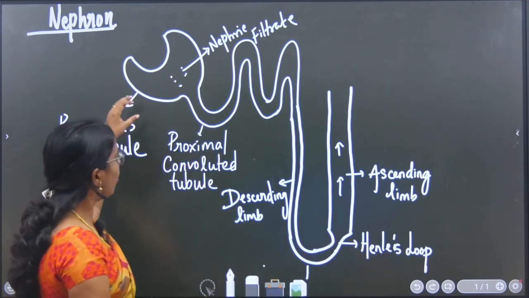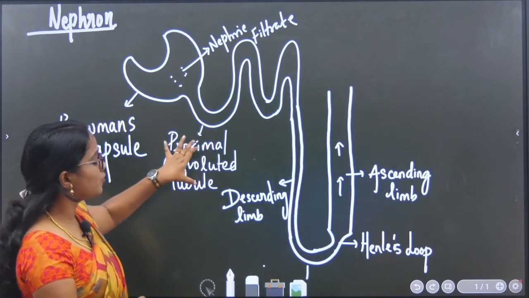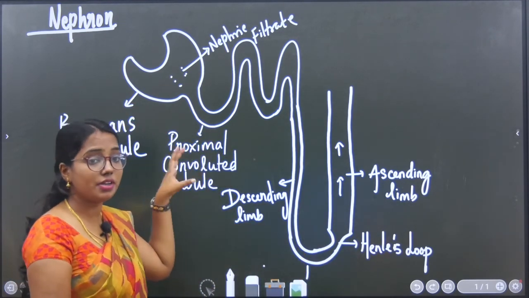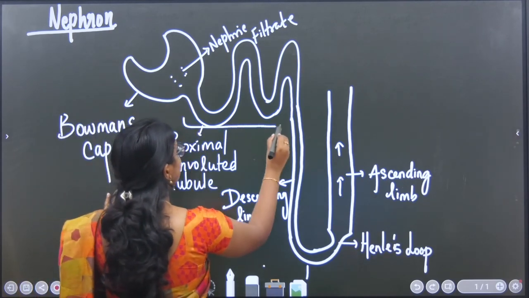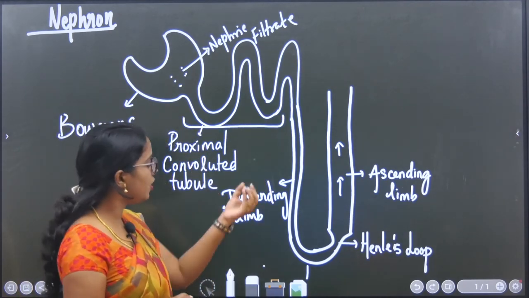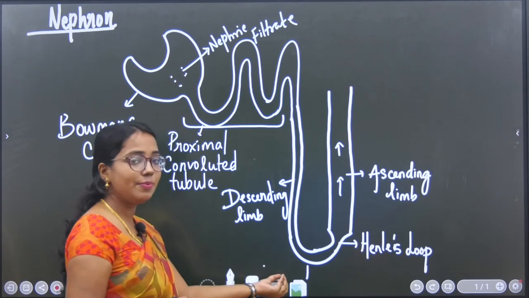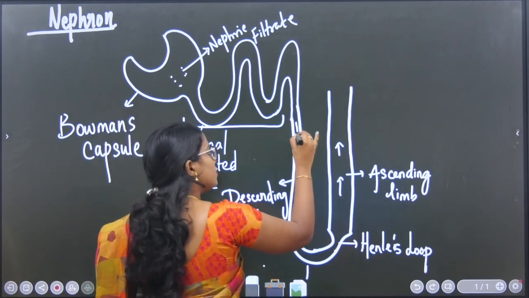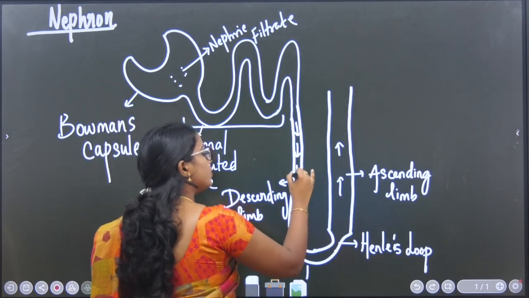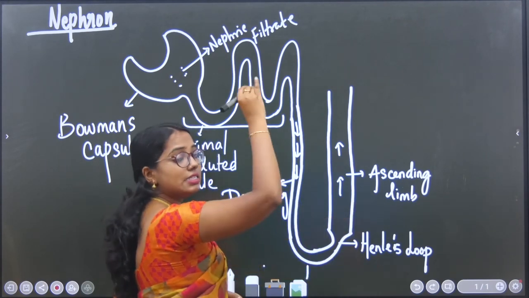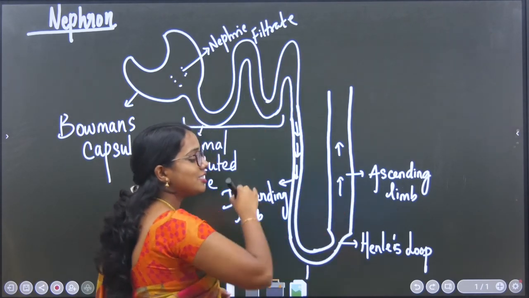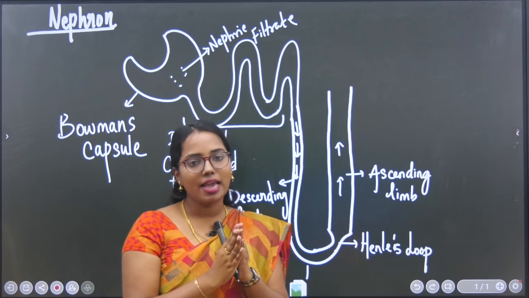So, first is the Bowman's capsule, next to Bowman's capsule PCT, which is nothing but proximal convoluted tubule. This entire structure is called proximal convoluted tubule, and the next one is descending limb. Why is it descending limb? Because the nephric filtrate flows down, right? That is why it is called descending limb, and then this is called ascending limb. Together they are called Henle's loop.